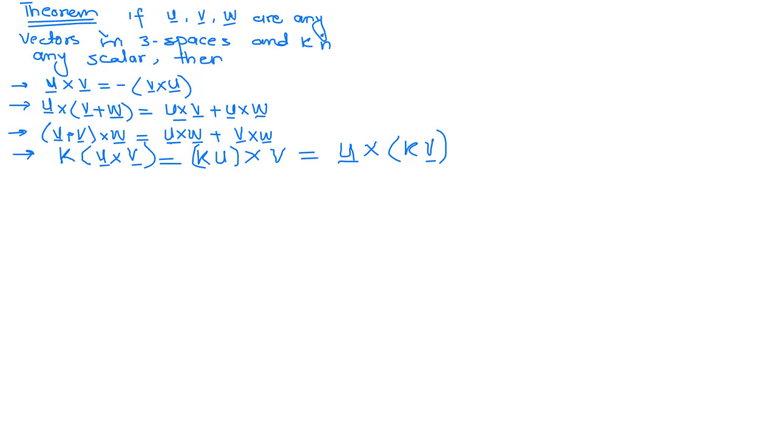Okay, so this is the fourth property, and the fifth property is that if you take any vector and its cross product with the zero vector, that will give you zero. And the cross product between two same vectors is equal to zero. You can also show every property of this one.